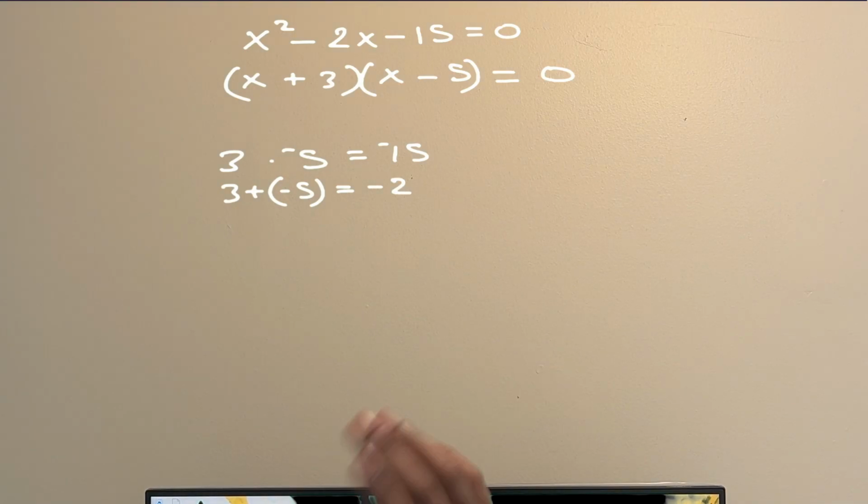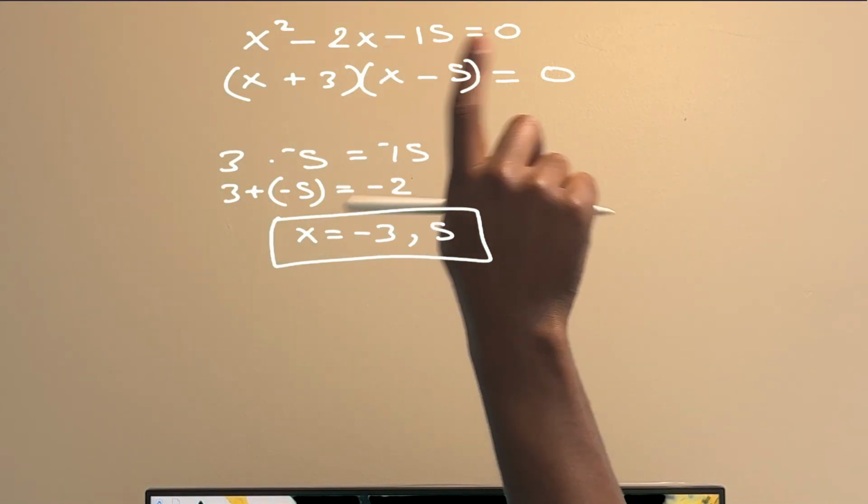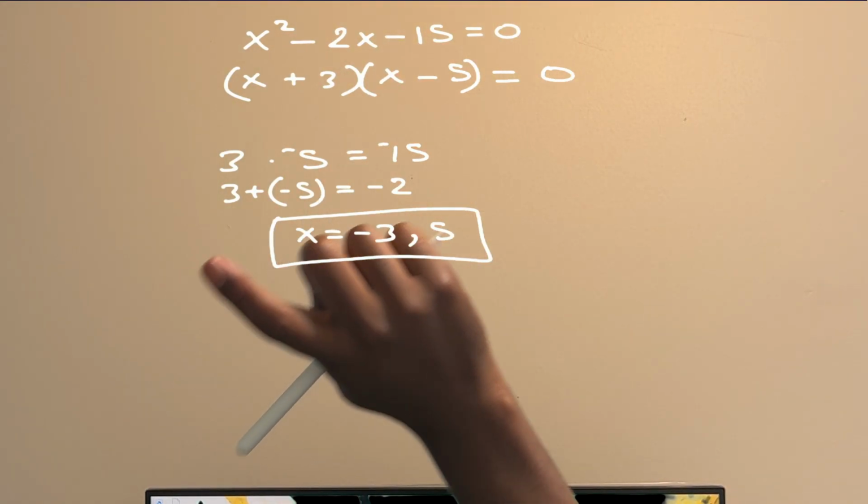So that's how we would solve this, and then we would say that if x is equal to negative 3 and positive 5, our equation would equal 0.